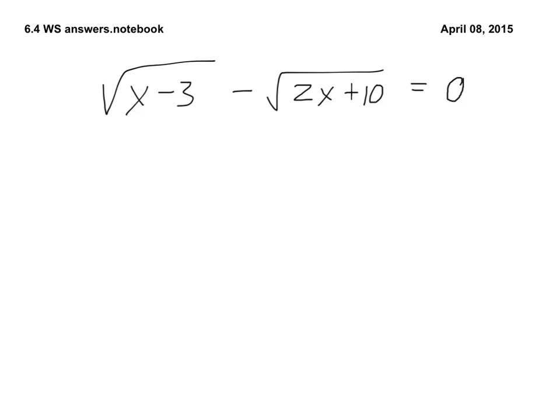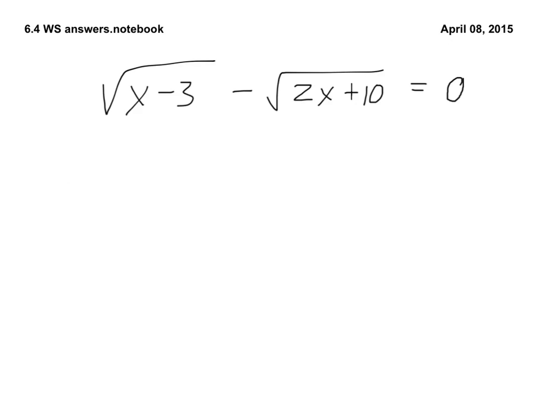Alright guys, example number 3 here, and we're going to do 4 of these. Let's talk about this one. Here we have a variable underneath 2 different radicals, both on the same side, and this minus sign is kind of intriguing to us, so we've got to pay attention to that. So it's not going to let me erase that. Yeah, it is. There it is. And we have this equation equal to 0. That helps out as well.